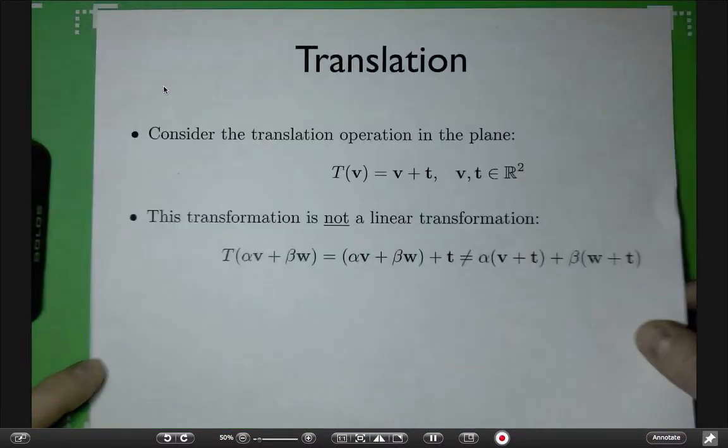So rotations are cool. You might be thinking, what about translation, right?